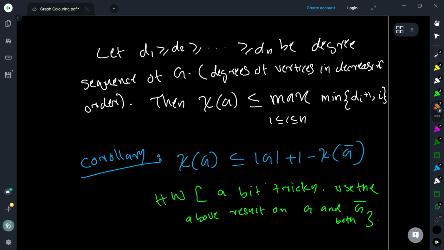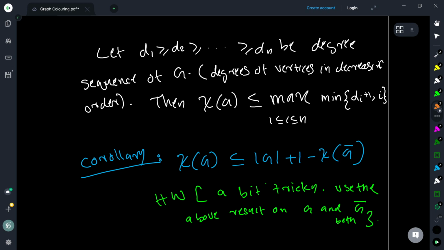Given such a degree sequence, d1 is the largest degree appearing. Of course, it could be equal to d2, the second largest degree, and so on. They could all be equal, but you have this inequality. Now, the chromatic number of the graph is less than or equal to the maximum over all i between 1 and n of the minimum of d_i plus 1, comma i. So choose the minimum of i and d_i plus 1, and then take the maximum among such pairs.